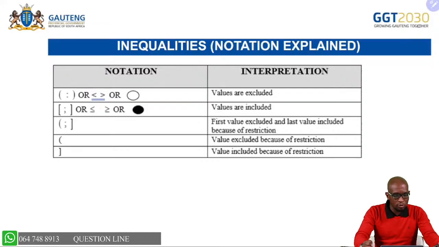For values that are included, we can use square brackets, we can use less than or equals to sign, or greater than or equals to sign, or use a shaded oval there. Now, if the first value is excluded and the last value is included, you can use a round bracket for the first value and a square bracket for the last value that is included. And if values are excluded because of restriction, you use that. If values are included because of restriction, you use a square bracket.